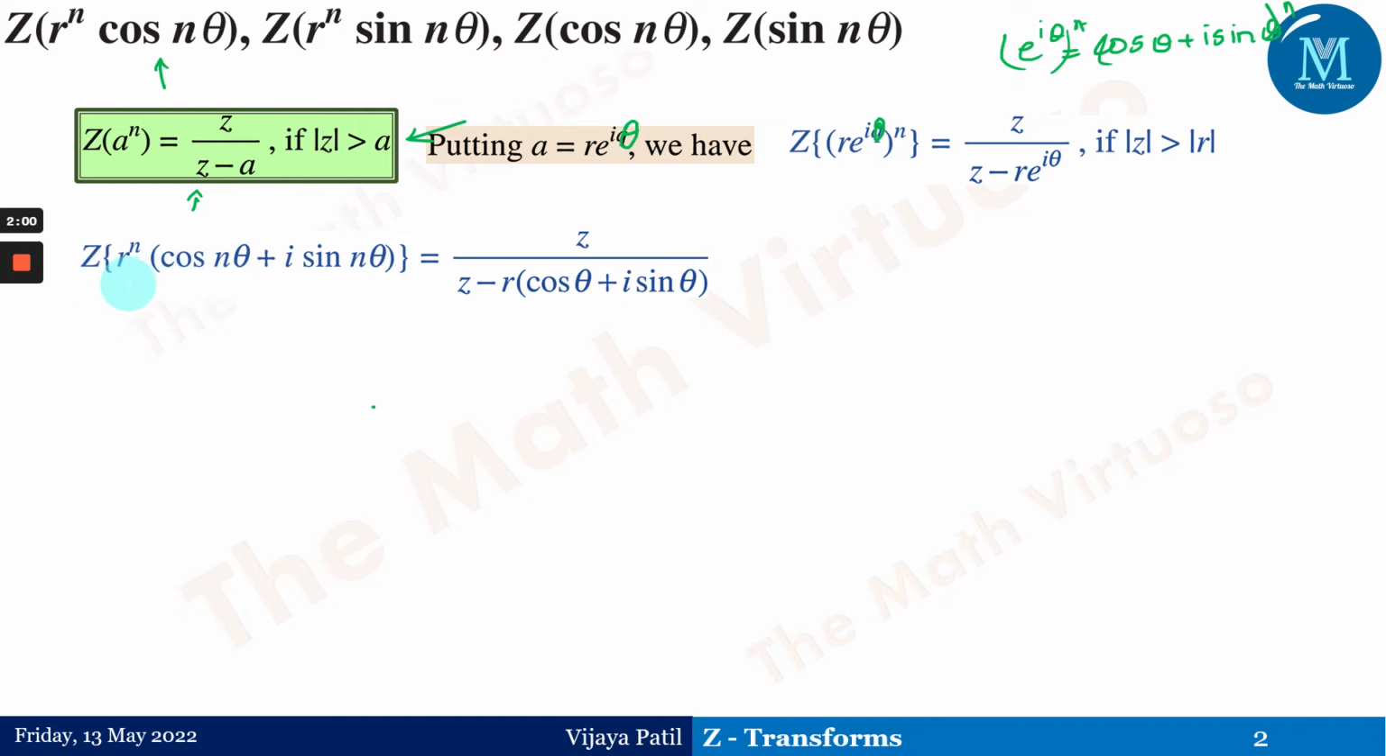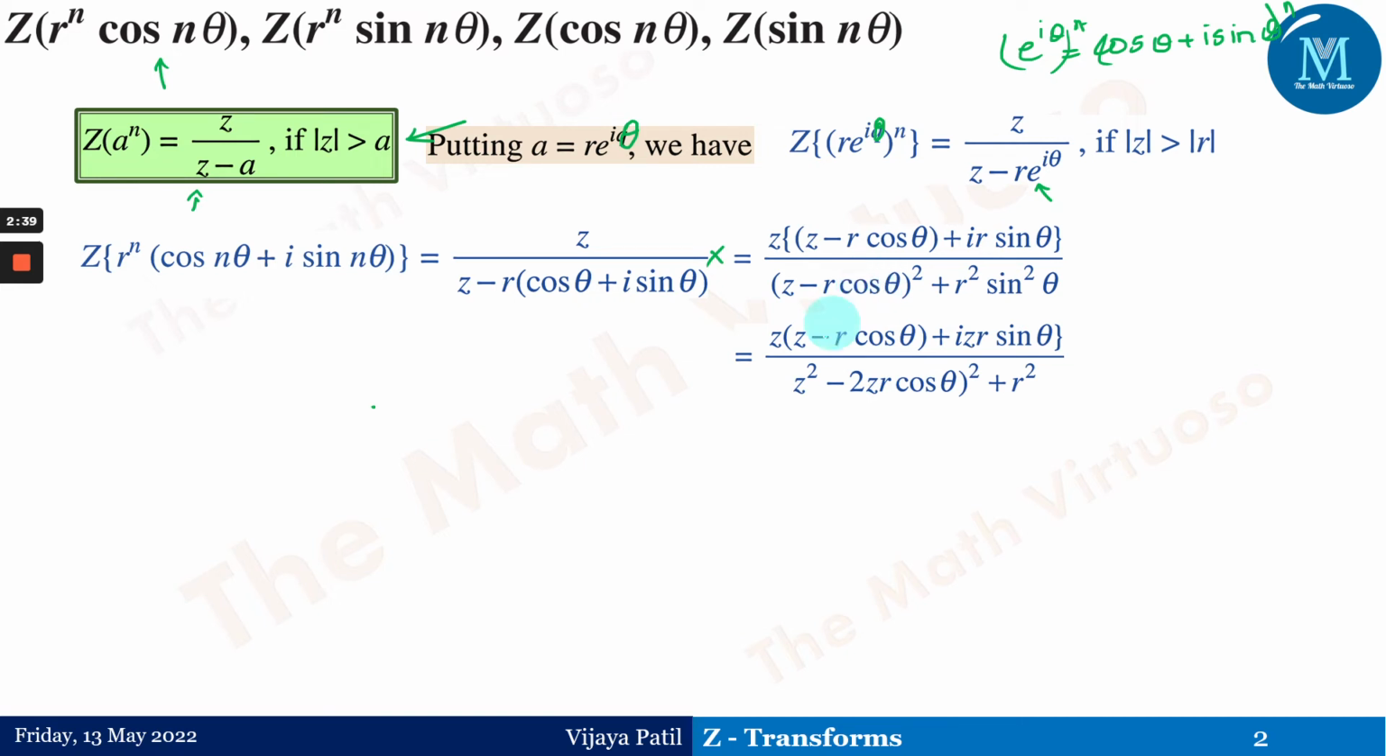So the Z transform of r to the power n cos of n theta plus i sin of n theta is equal to z upon z minus r times cos theta plus i sin theta. Now we rationalize this, multiplying and dividing by z minus r cos theta minus i sin theta, numerator and denominator. If we take this multiplication inside the bracket, the denominator will be z minus r cos theta the whole square plus r square sin square theta. We are going to get this.